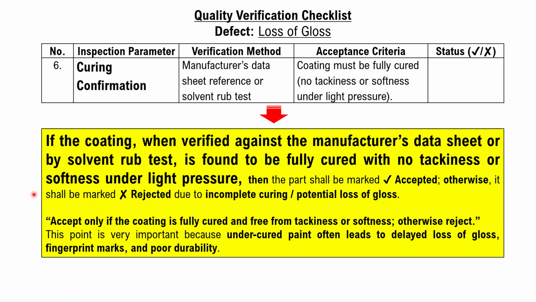Otherwise, it shall be marked as rejected due to incomplete curing, potential loss of gloss. Accept only if the coating is fully cured and free from tackiness or softness, otherwise reject. This point is very important because undercured paint often leads to delayed loss of gloss, fingerprint marks, and poor durability. Let us recheck the acceptance criteria: coating must be fully cured, no tackiness or softness under light pressure.